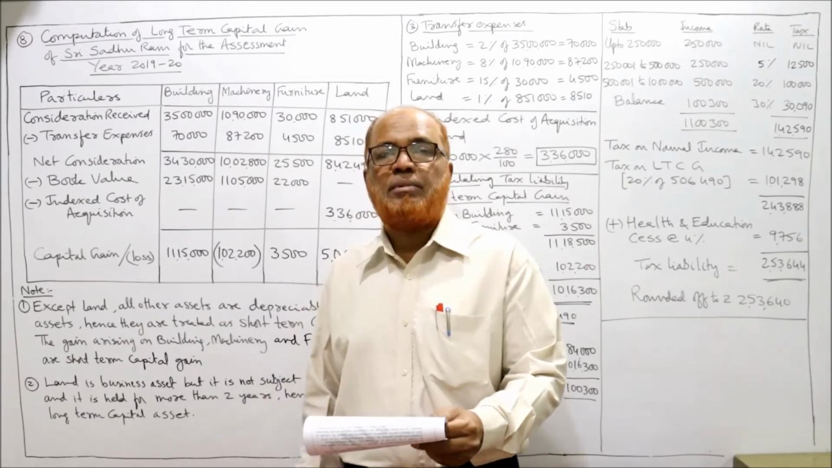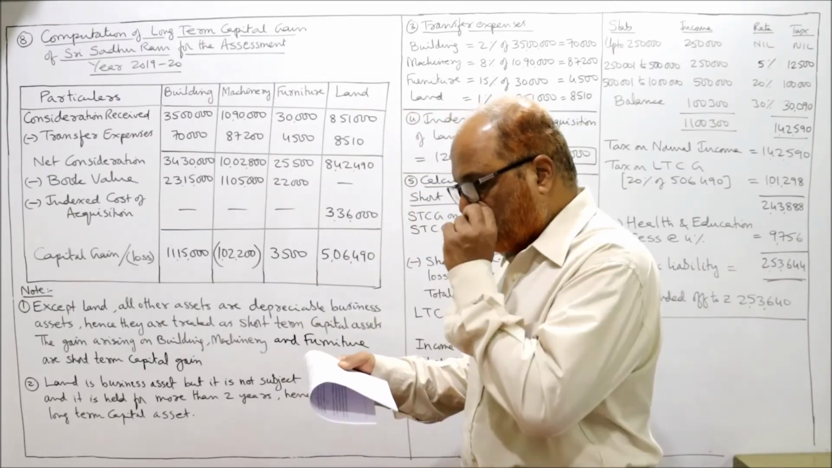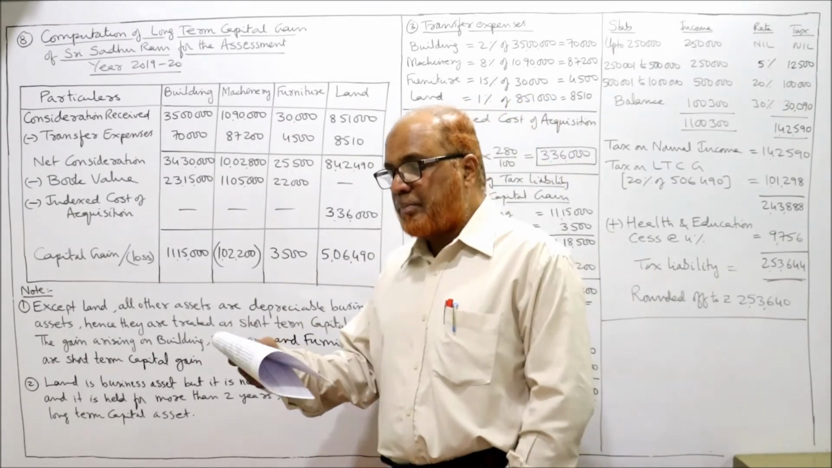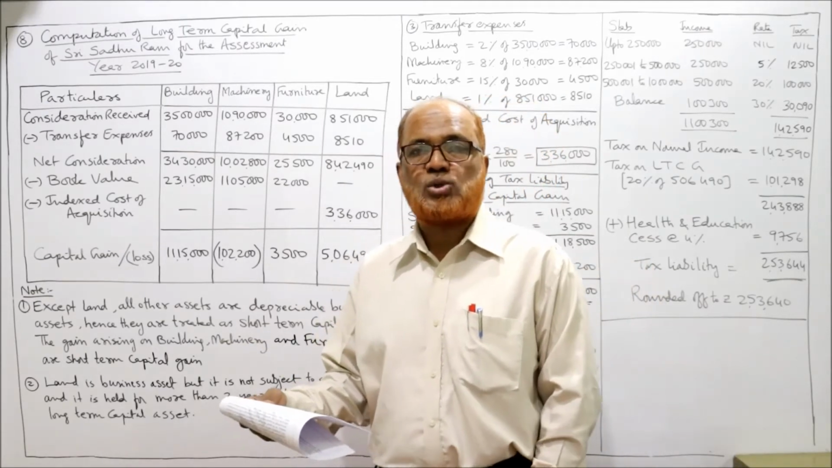So Mr. Sadhuram is having income from house property 84,000. Now particulars. See the problem. Particulars: building, machinery, furniture, land. The 4 assets he has sold.